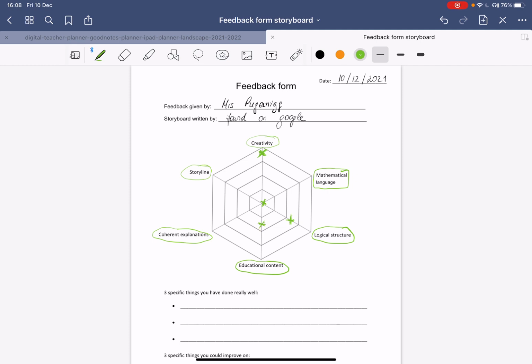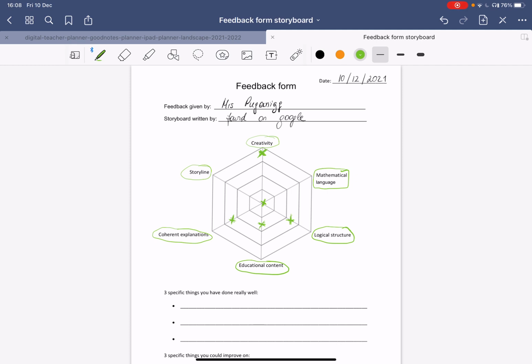Coherent explanations. Well, I could understand every single step that was on that story. Was there maths involved? I would take a very close look. Can I understand every step of the maths that they're doing in that story and judge on that? For now, as there is no maths involved, I can just say yes. The explanations that were given were enough. I could follow the storyline. I knew what was going on.